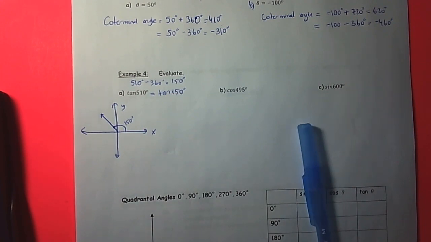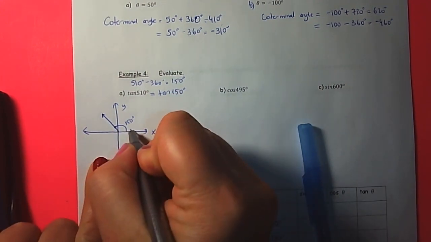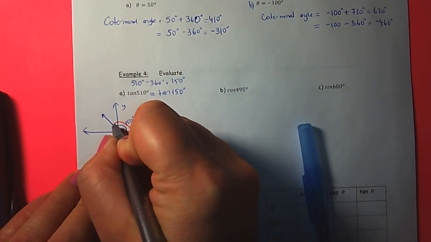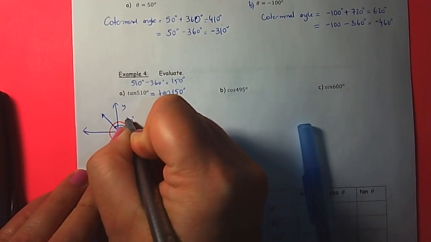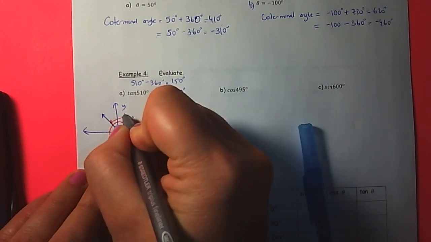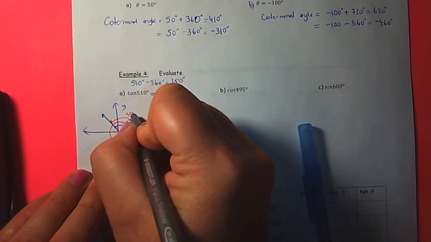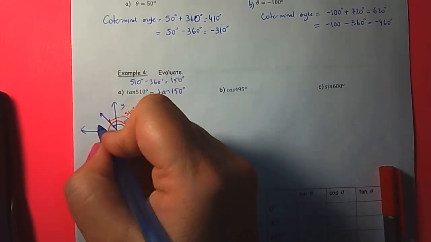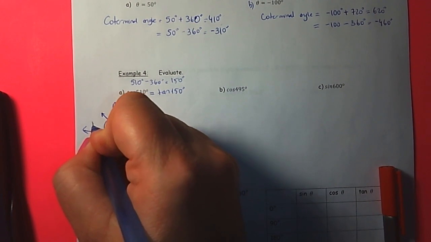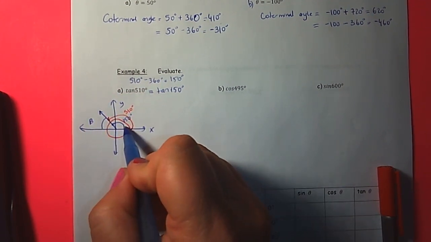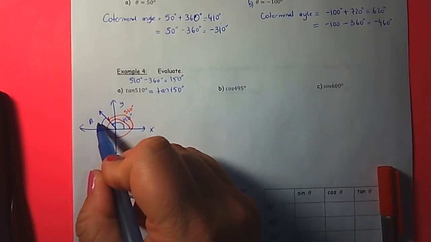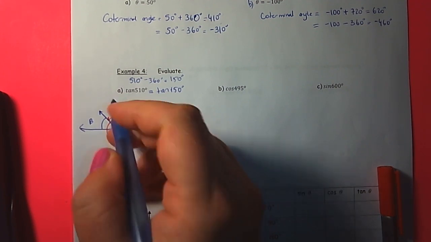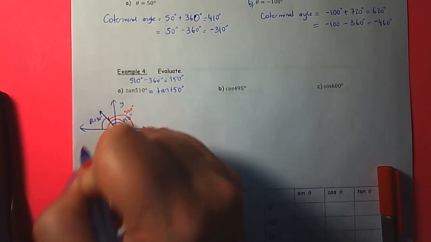If you were to draw 510, you go 360 and 150 more. So this would be 510 degrees. Then find the related acute angle, beta. Again, I'm going to use 150 when calculating beta. 180 minus 150 gives me 30 degrees.